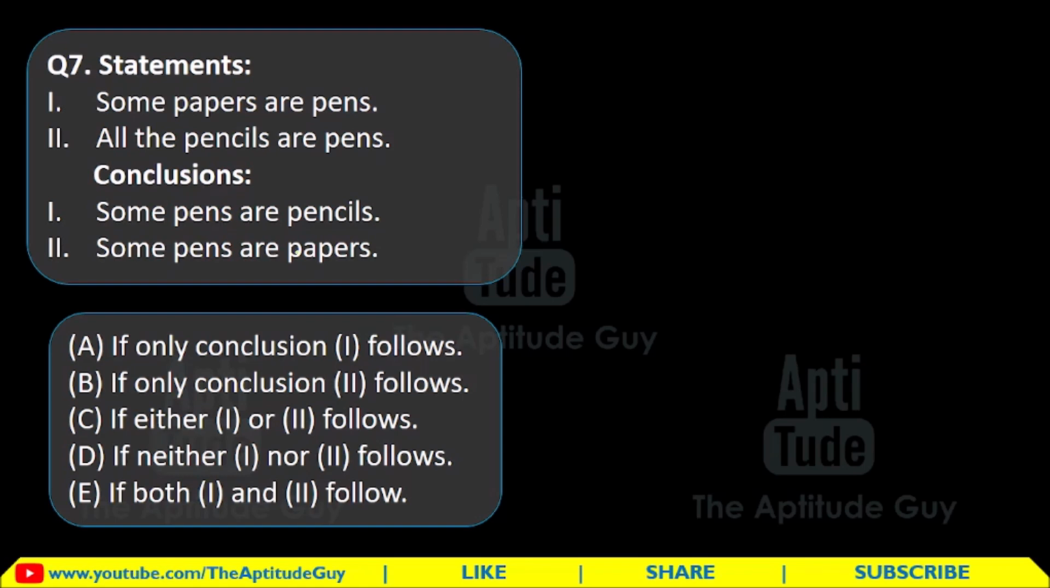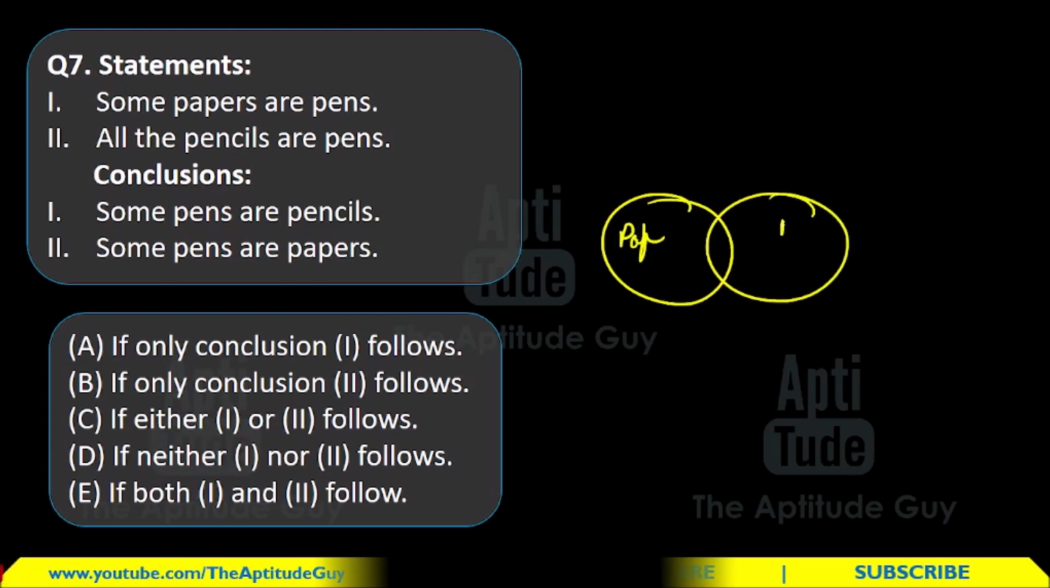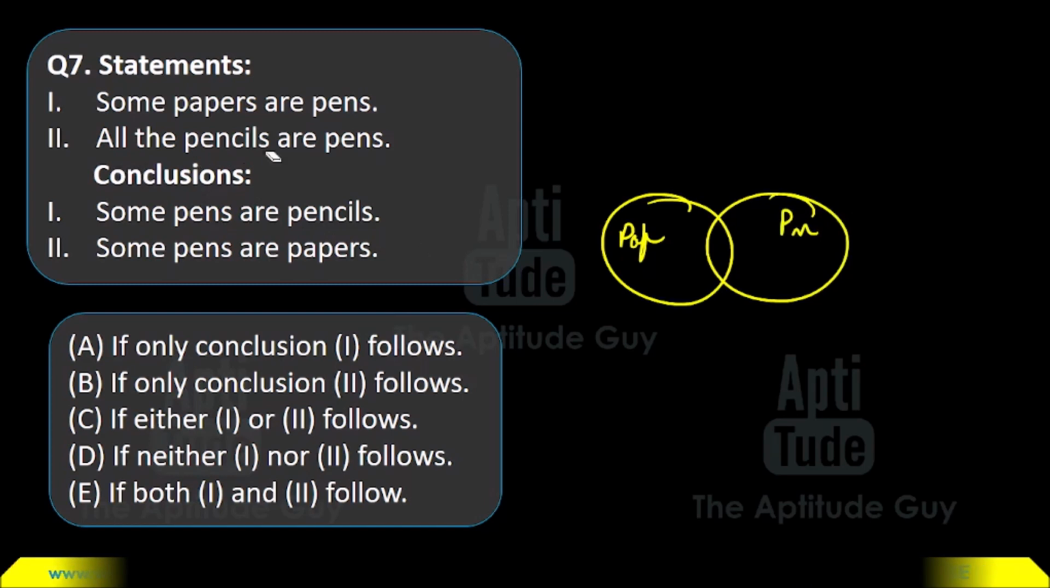First statement, some papers are pens. Okay, we are dealing with stationery here. Some papers are pens. All the pencils are pens. All the pencils. That means the pencil part is the smaller circle. It will be inside the pens.